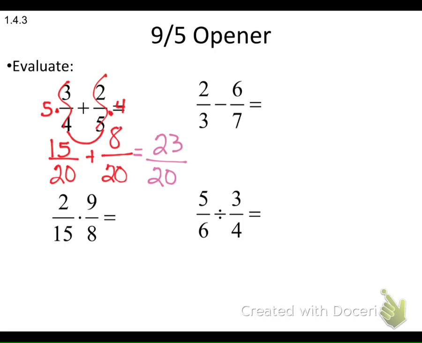Can I simplify 23 over 20? Are they both even numbers? Nope, so I can't divide by 2. Can I divide both of these numbers by 3? By 5? No. So that's in simplest form. It's going to be 23 over 20.